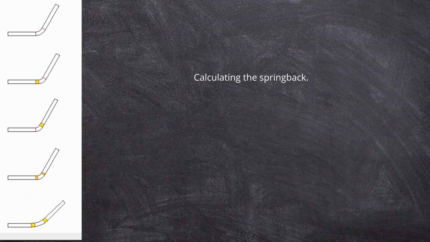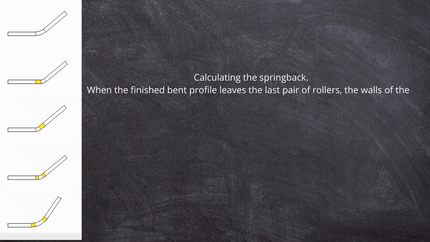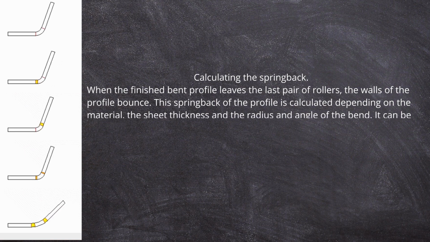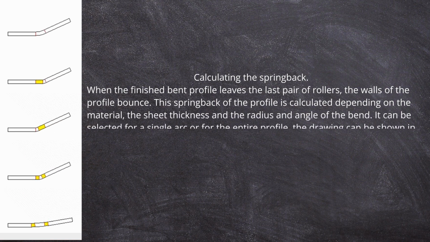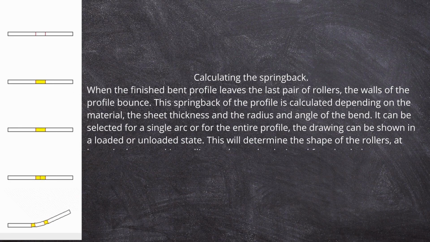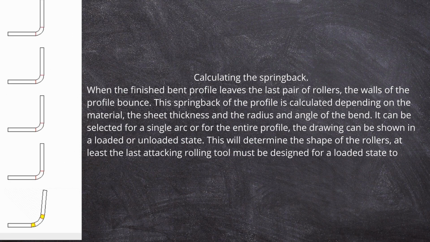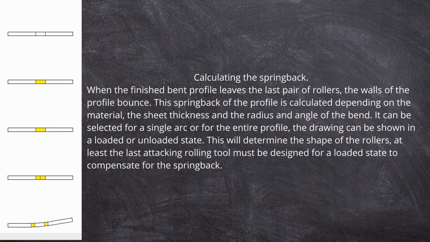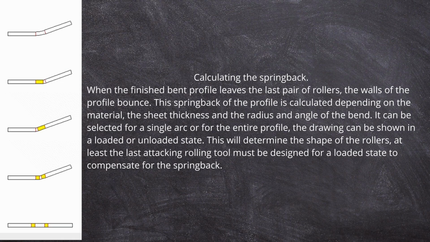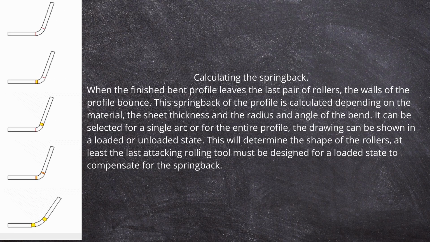Calculating the spring-back. When the finished bent profile leaves the last pair of rollers, the walls of the profile bounce. This spring-back of the profile is calculated depending on the material, the sheet thickness, and the radius and angle of the bend. It can be selected for a single arc or for the entire profile. The drawing can be shown in a loaded or unloaded state. This will determine the shape of the rollers. At least the last attacking rolling tool must be designed for a loaded state to compensate for the springback.